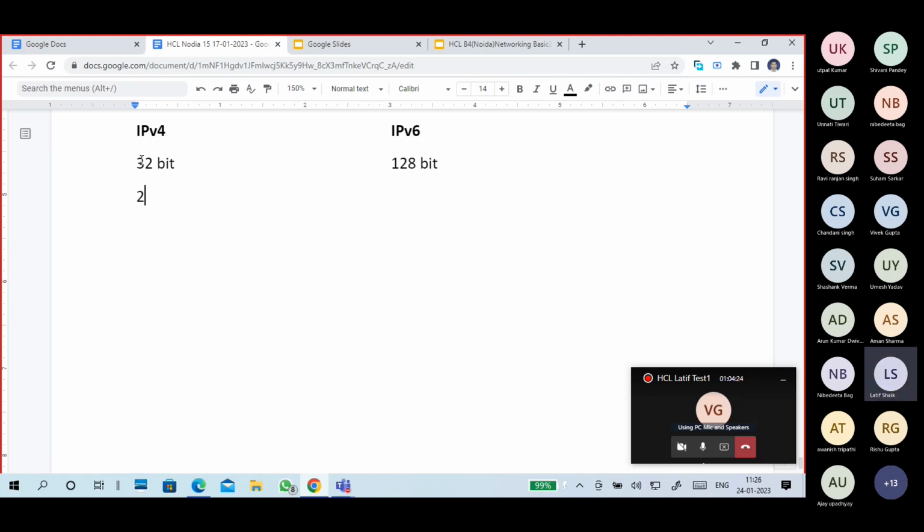So 2 to the power of 32 is around 4.3 billion IP addresses we are getting, and for IPv6, the total number is 2 to the power of 128. It's about 3.4 times 10 to the power of 38 IP addresses. There is a word for that one. It is called a decillion.